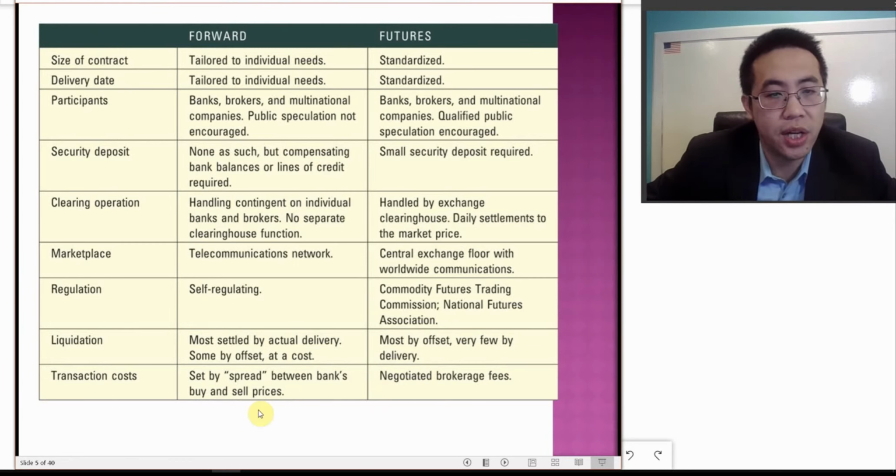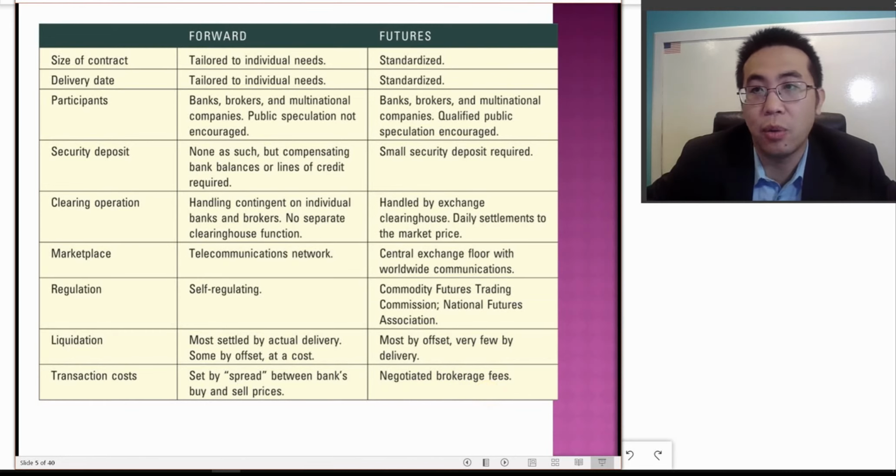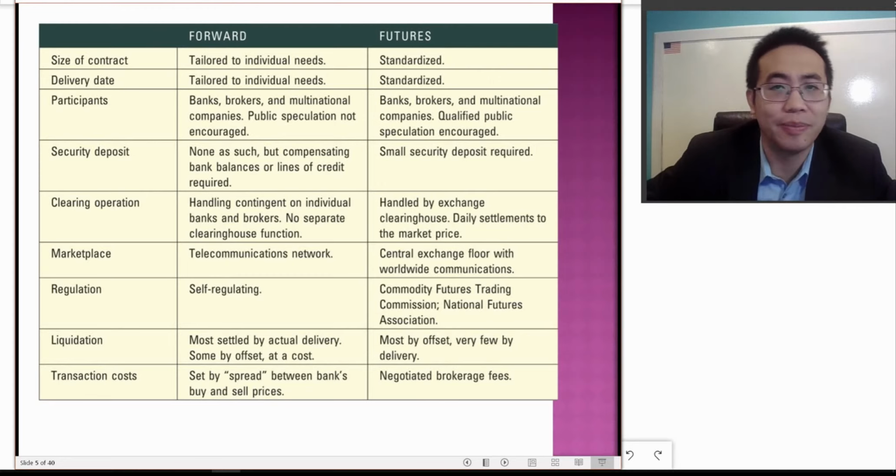Okay. And for transaction cost, there is a spread between the bank's buy and sell prices, which we call bid and ask. And for futures, you just need to pay the brokerage fees to the CME. So the more trading you do in the CME, the more money the CME makes.